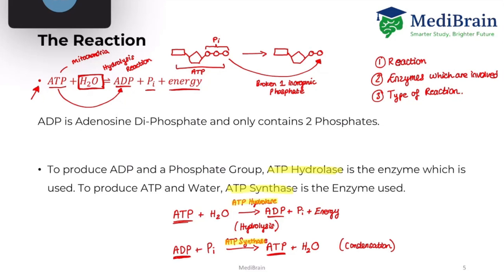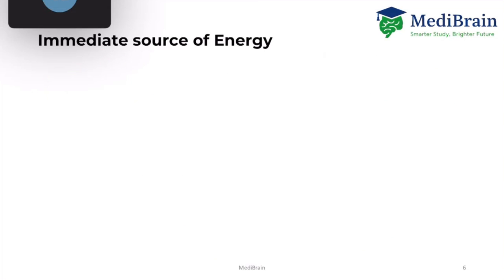The ADP can also react with the inorganic phosphate to synthesize ATP. And because we're synthesizing ATP and releasing a molecule of water, we're using the enzyme ATP synthase. Because we're releasing a molecule of water, this is a condensation reaction. So that's the reaction of ATP.